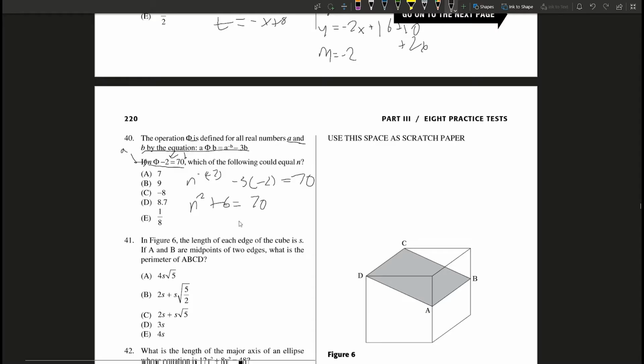And then we're just going to subtract 6 from both sides, so n squared is equal to 64, and n is equal to plus or minus 8. So that's our letter C right here.